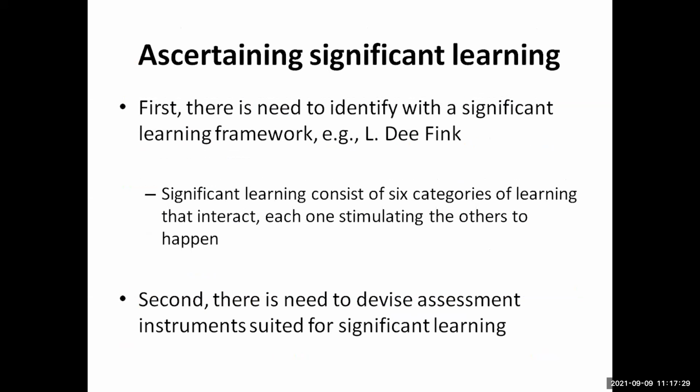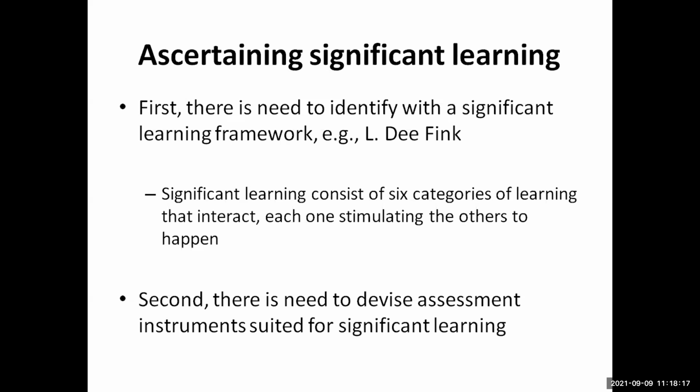So what we have done in this regard, by looking at these sustainability competencies and linking them to significant learning, is to identify a framework which relates closely to significant learning. And Fink's framework looked fairly attractive in this regard, because it looks at six categories of learning outcomes that interact, each one stimulating the others. I'm going to explain that with the next slide.